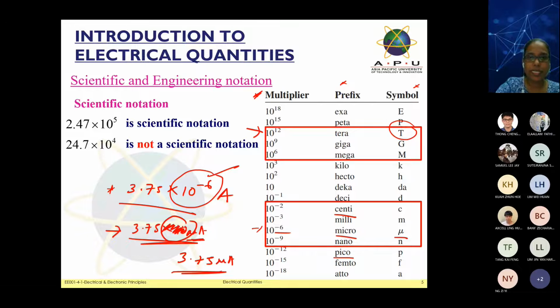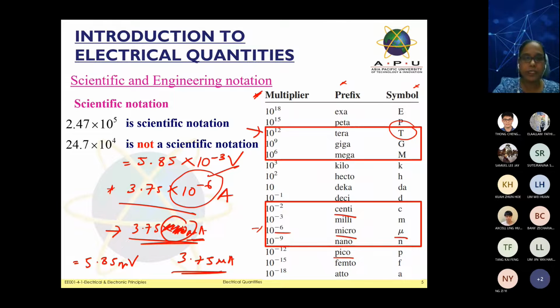Okay, let's go to the next slide. Just have a look. For example, I give you one more unit here: 5.85 times 10 to the power of minus 3. When you convert, what do you get? Can anyone let me know? 5.85 milli. Yes, milliampere. And for example, if this is a volt, it means millivolt. Quite simple, right?